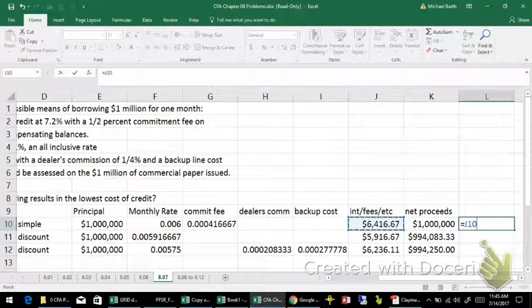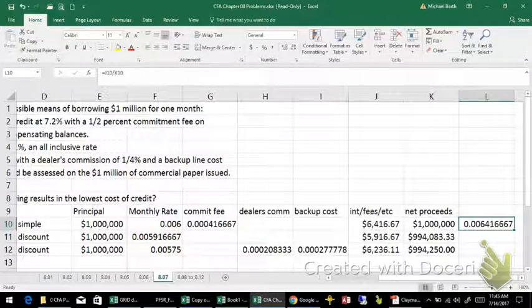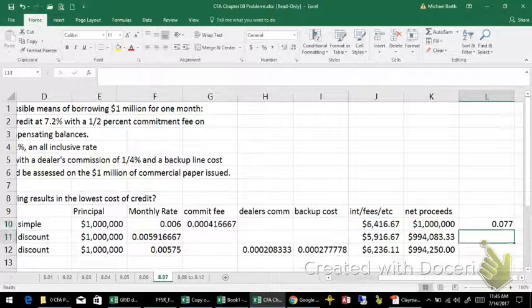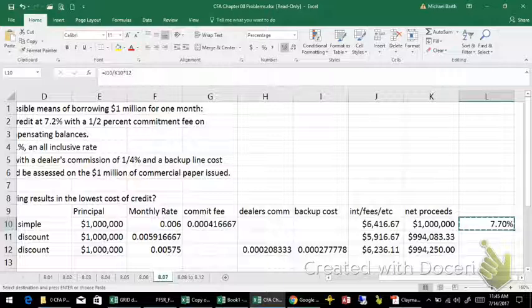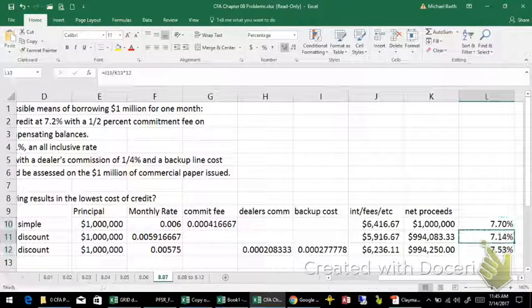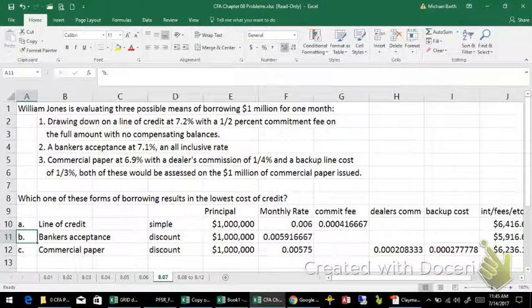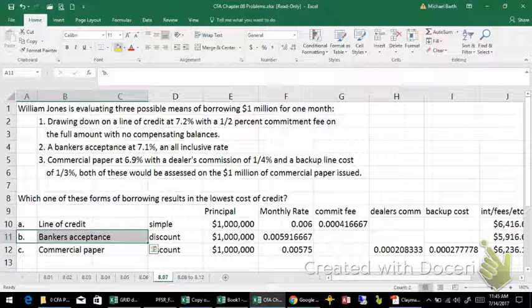So here's my cost for the line of credit, but that's a one month cost. If I annualize it, multiplying it by 12, the cost comes out to about 7.7%. Do it for these others. The least expensive option then is the banker's acceptance because it has the lowest interest rate.